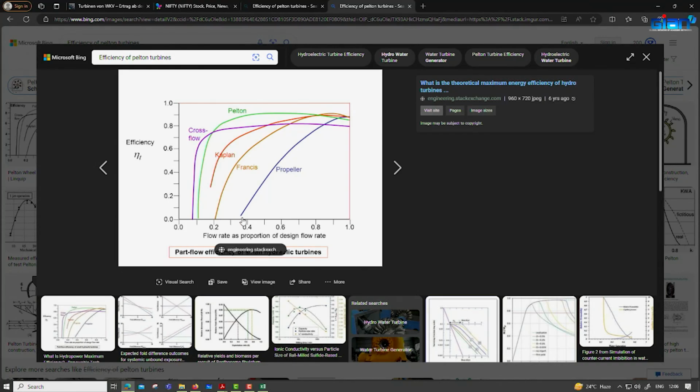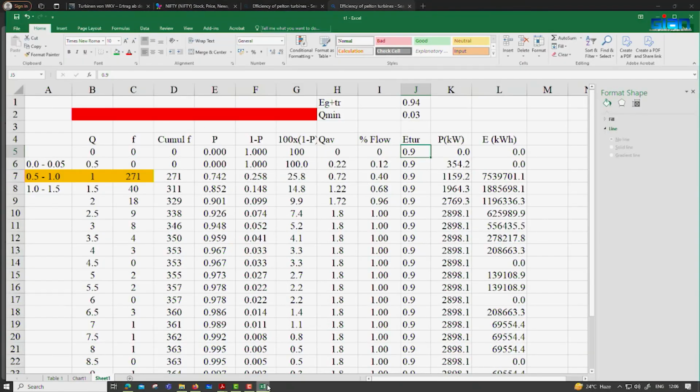It need not be the same, but as per this particular chart that I referred to, the horizontal axis is the flow rate as a proportion of the design flow rate. Our design flow rate is 1.8. So, I calculated the percentage flow column, that is available flow divided by 1.8. Here the cell is H5 divided by 1.8. So, here you can see our flow is 0, 0.12, 0.4, 0.68 and so on.